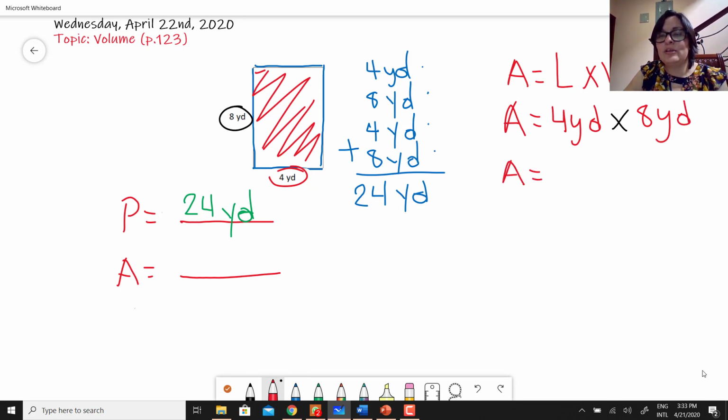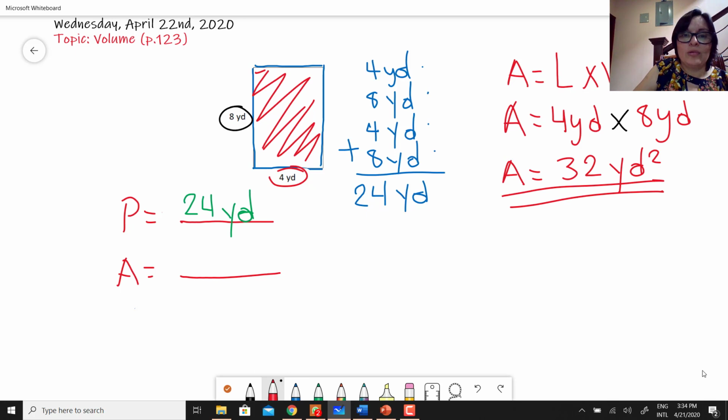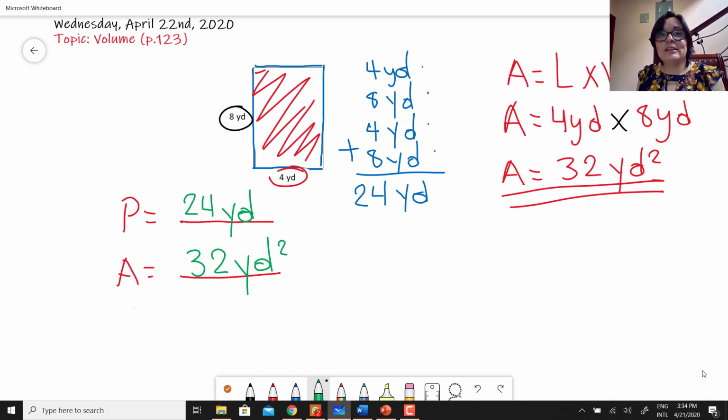Then area is going to be equal to 4 times 8, 32 square yards. These ones are square. Okay, so we write here the area is 32 square yards. Do you see the difference? Perimeter we add, area we multiply.